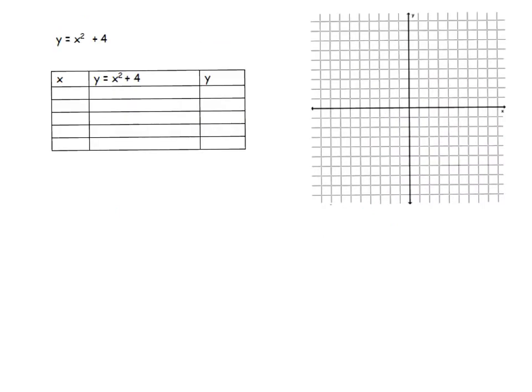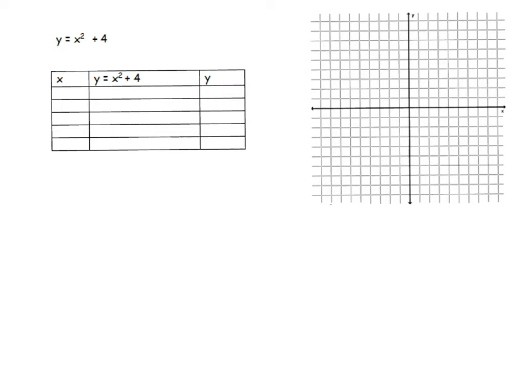Okay, let's try a second example that has a little bit more work to it. So this time we have the equation y equals x squared plus 4. All right, we're going to go the same route. We're going to put some values in for x, and we're going to find the corresponding output y.